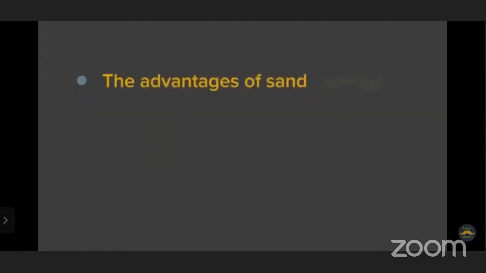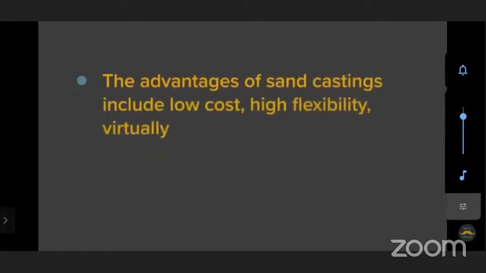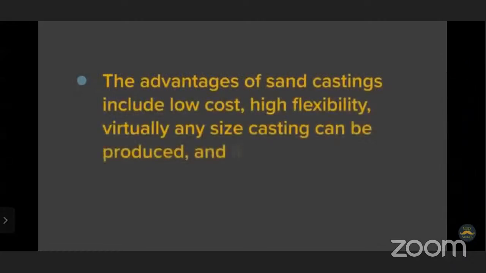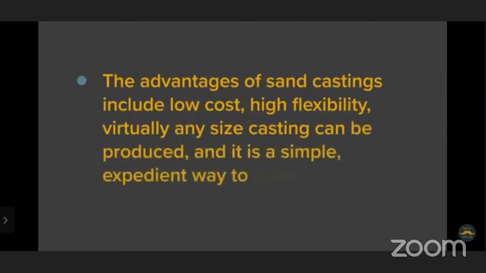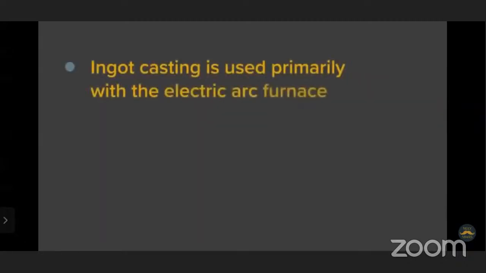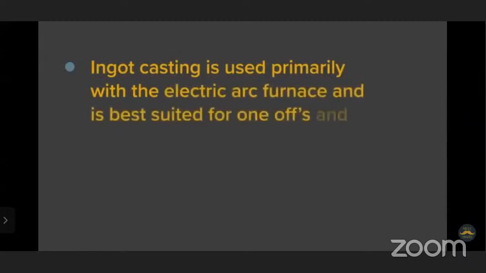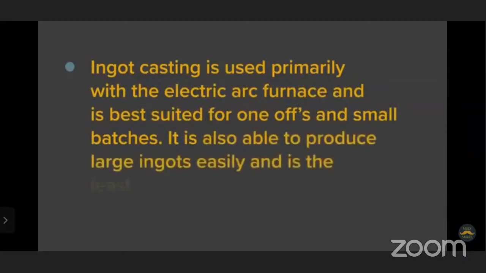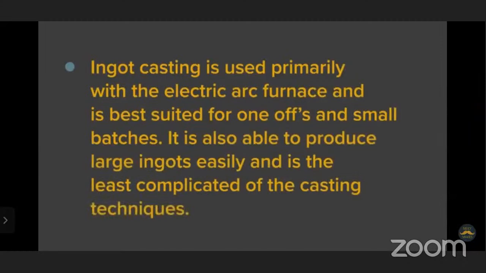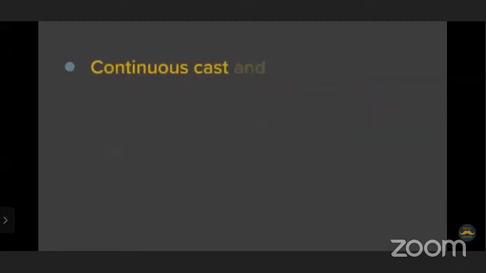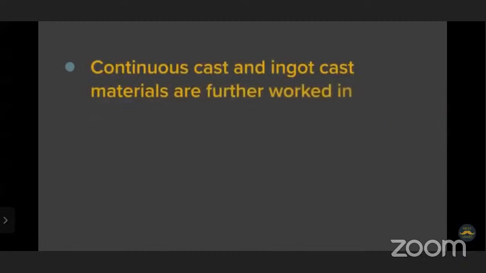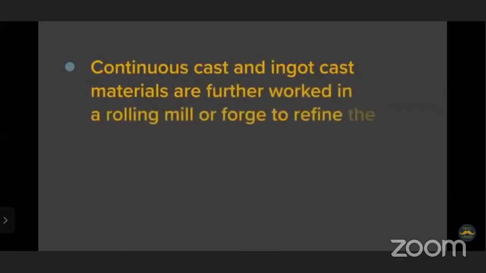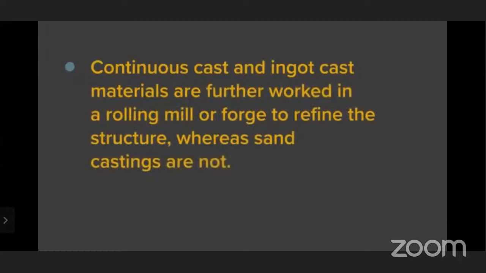The advantages of sand casting include low cost, high flexibility, virtually any size casting can be produced, and it is a simple, expedient way to make a wide range of products. Ingot casting is used primarily with the electric arc furnace and is best suited for one-offs and small batches. It is also able to produce large ingots easily and is the least complicated of the casting techniques. Continuous cast and ingot cast materials are further worked in a rolling mill or forge to refine the structure, whereas sand castings are not.